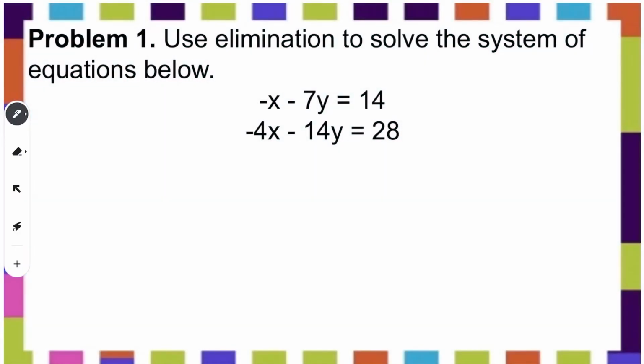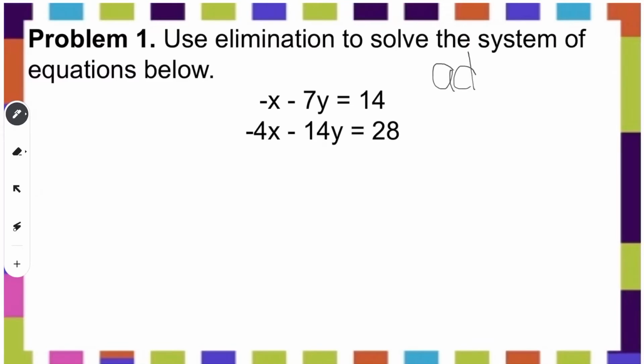Problem number 1. Use elimination to solve the systems of equations below. We have negative x minus 7y equals 14 and negative 4x minus 14y equals positive 28. So, step number 1, you have to make sure your equations are written in the same form. I can see my x terms, my y terms, and my constants all aligned. So, yes, we move on to step number 2. Step number 2, you want to get an additive inverse.